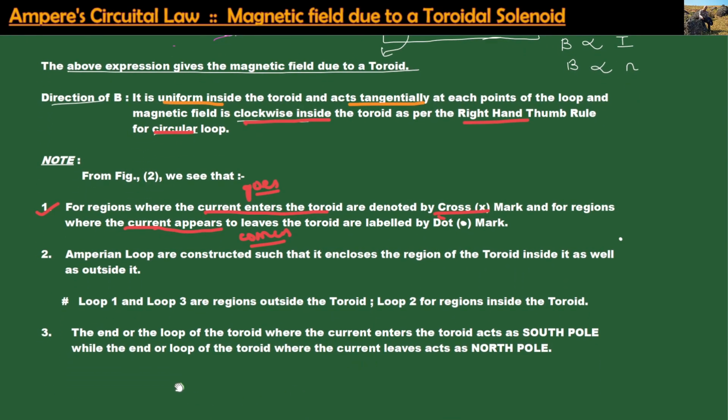Then from here, keep in mind this point number 3 is very important. You should always remember that that end or loop of the toroid where the current enters will behave as the south pole, and that end of the toroid where the current leaves or comes out will behave as the north pole.